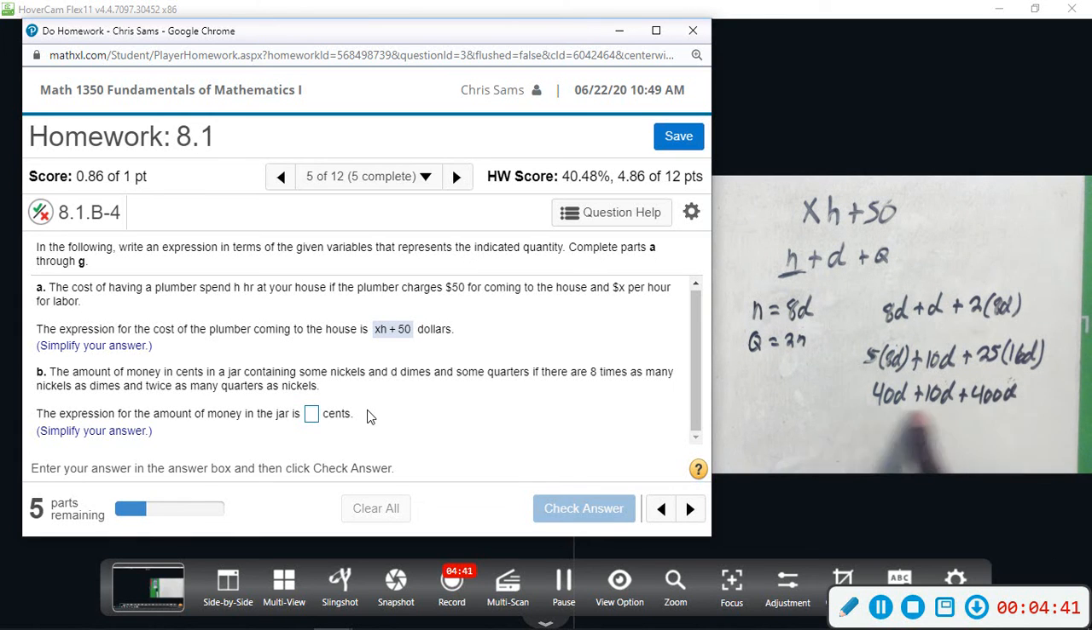Now if I add up all of this, 10 and 40 will give us 50, so we get 450 in terms of dimes. Okay, so 450d.